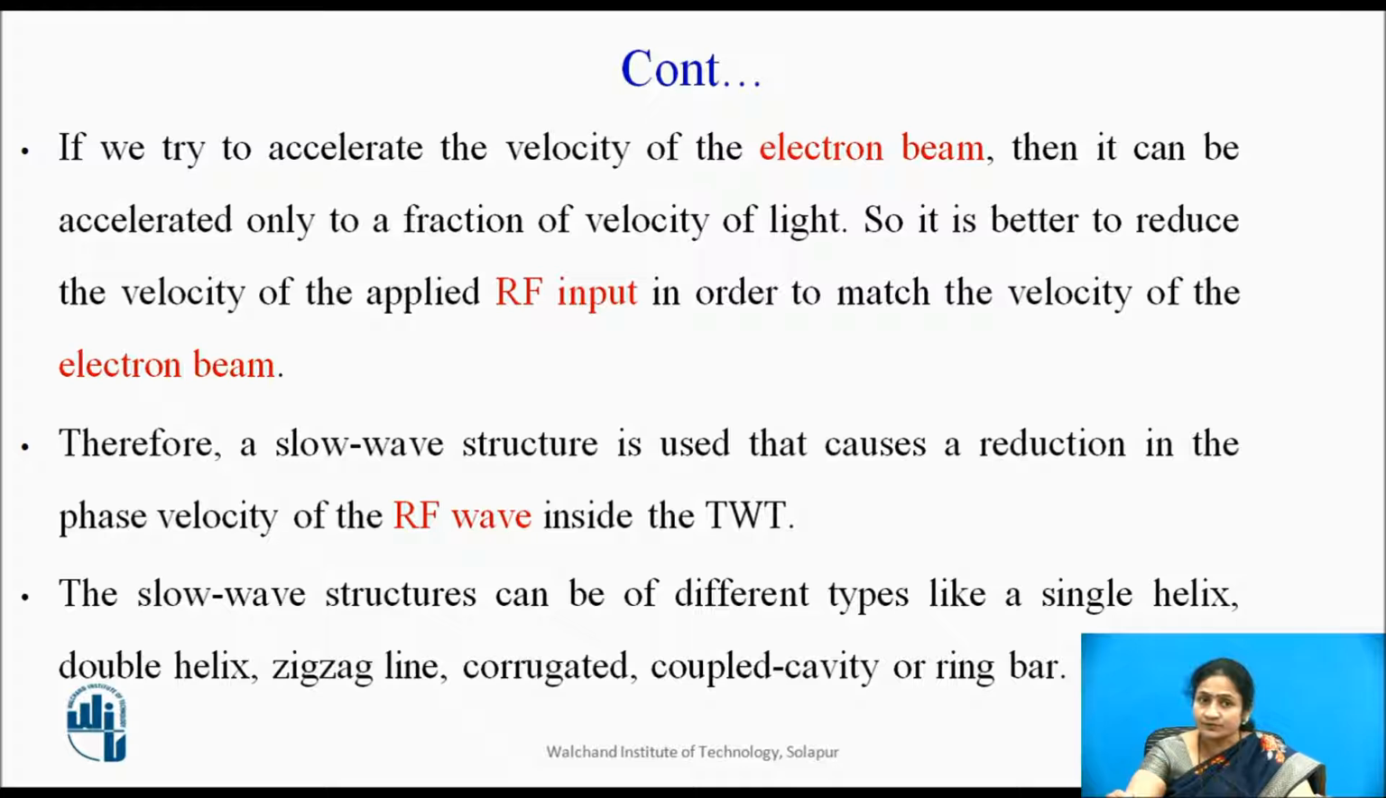There are various types of slow wave structures available, like single helical structure, double helical structure, zigzag helical structure, concrete, coupled cavity or ring bar. In this video, we are going to discuss the single helical structure.